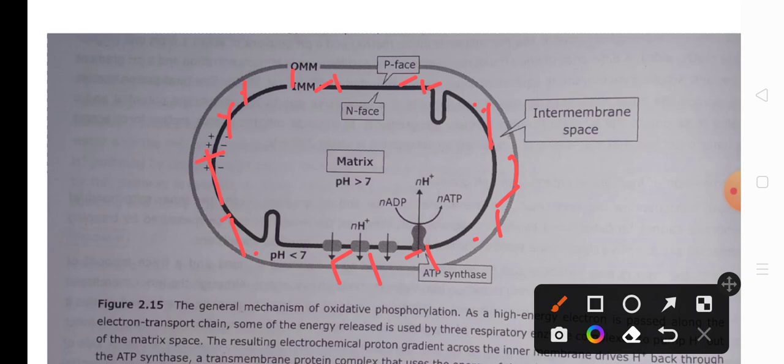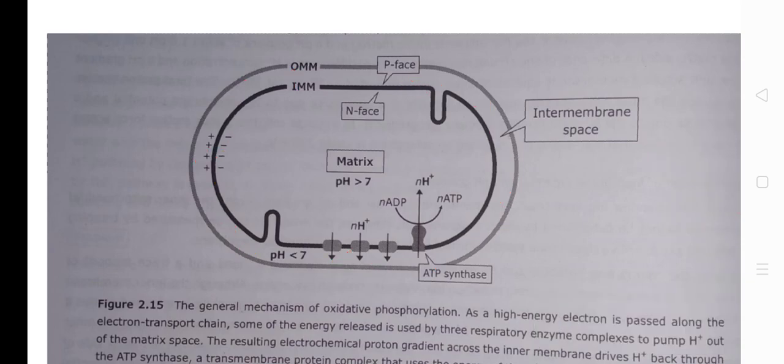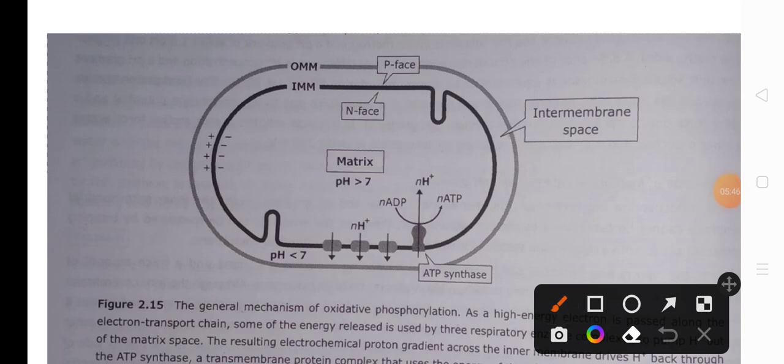And as a result, an electrochemical gradient is created. So the thermodynamic tendency of those protons will be to come back inside the matrix, so that the pH of the matrix and the pH of the inner membrane space become the same. We used the energy of the electron transport chain to transport protons from the matrix to the intermembrane space. Now those protons try to come back into the matrix, so energy will be released, right?